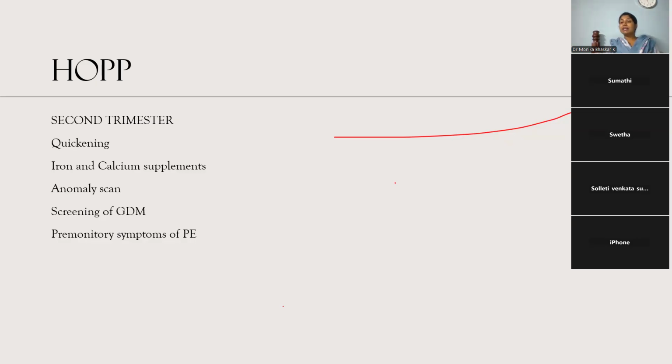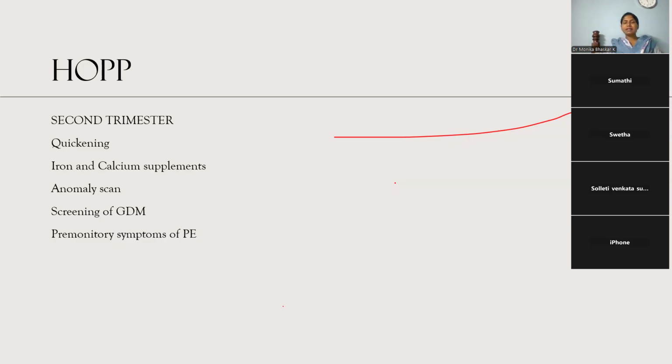So you have to tell quickening felt at 5th month of amenorrhea or 5.5 months of amenorrhea. And once you have mentioned quickening, in subsequent visits you have to mention the perception of fetal movements. It's always a reassuring sign that the fetus is viable if she's perceiving the fetal movements well.